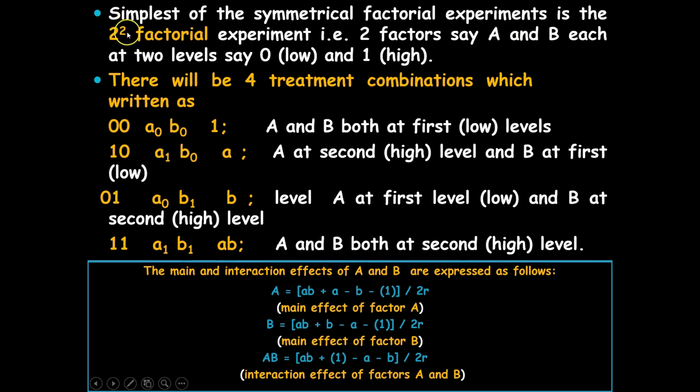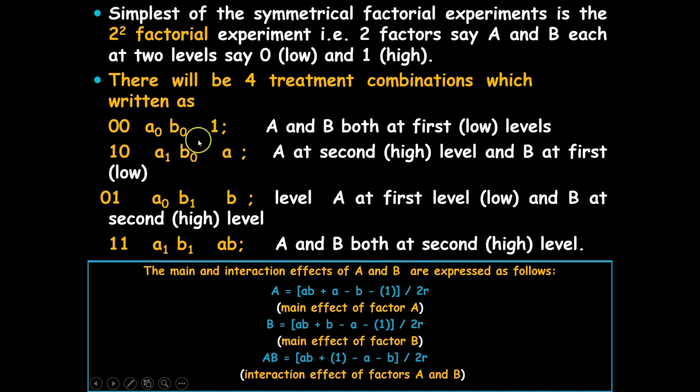That means there are two factors with two levels. Two factors, say a and b, each at two levels. Say one is at low level, which is denoted by 0, and another one is at high level. That means this is the first level, this is the second level. So there will be 4 treatment combinations which can be written in this form, 0 0, or we can simply write a0 b0, or 1. That means a and b both are at the first or low level. If we write 1 0 or a1 b0, or we can simply write a.